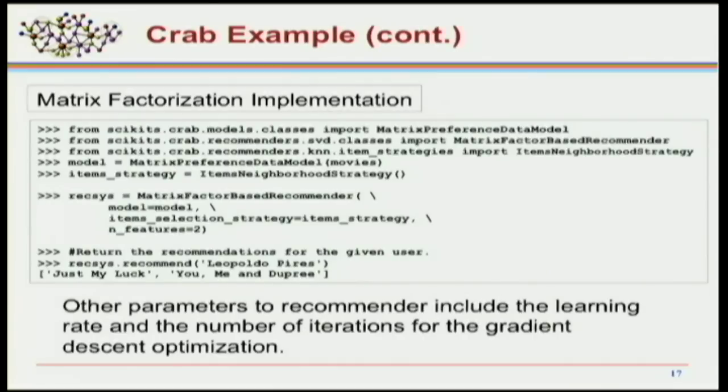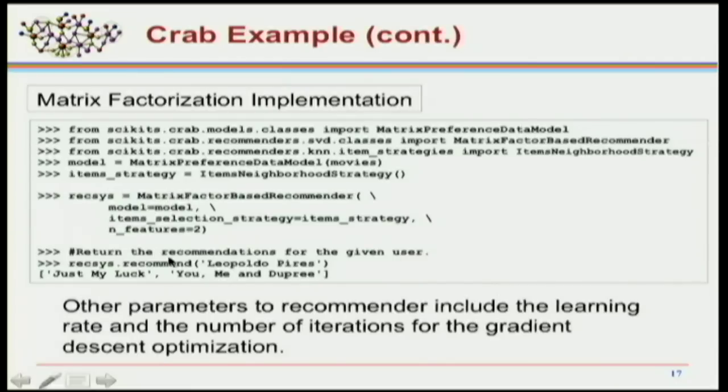Here's a matrix factorization implementation in Crab. In this one, you import the matrix factor-based recommender, and the model is built over here. You pass it the data, where the word model corresponds to your matrix of ratings, and some item selection strategy, which is just the strategy for knowing which items among the recommendations you should give back to the user. And then the number of features, those are the dimensions we were talking about earlier, the number of factors you want in the factorization.